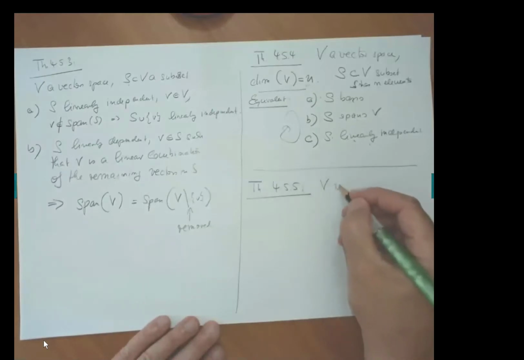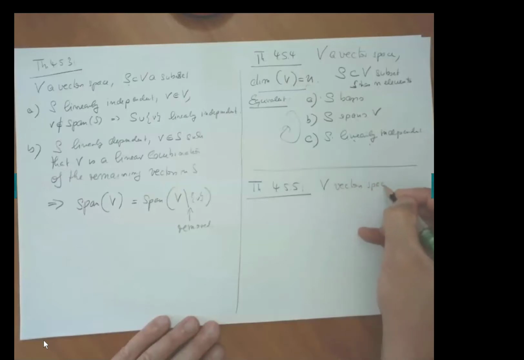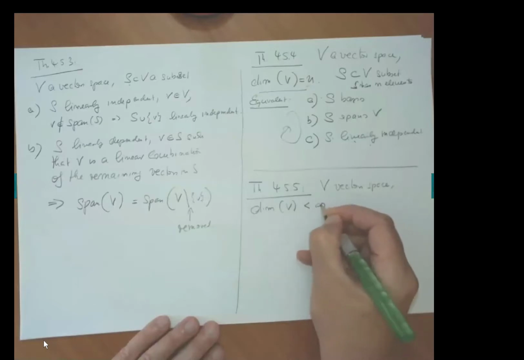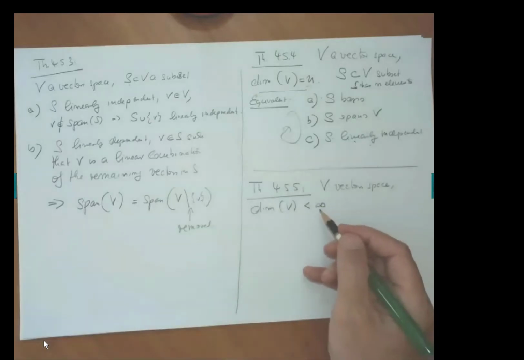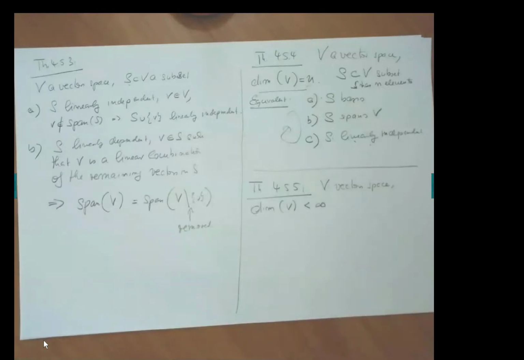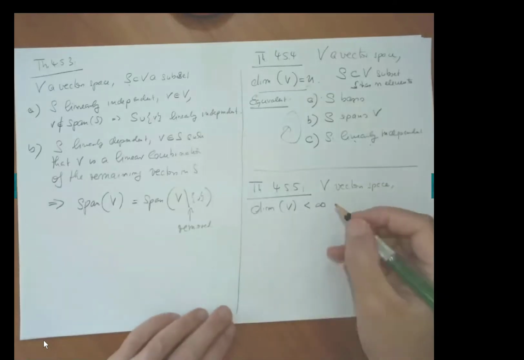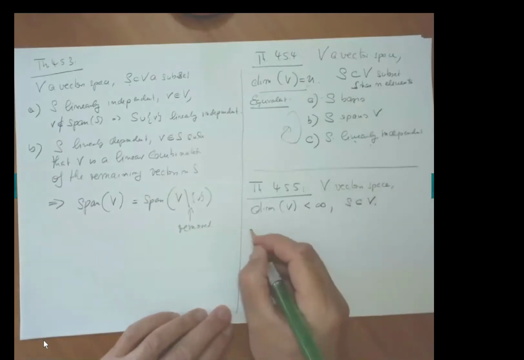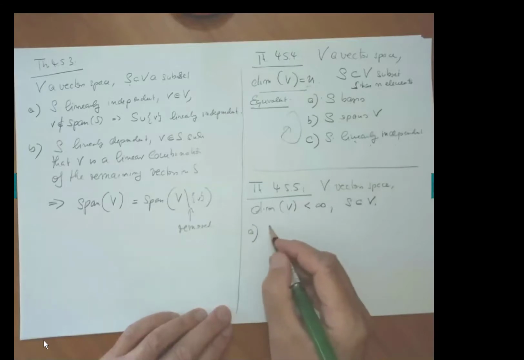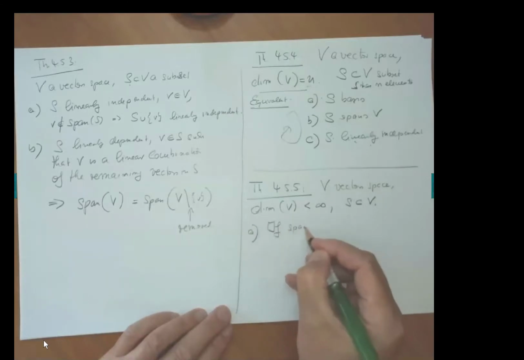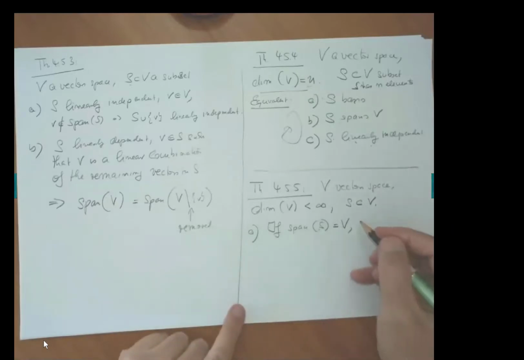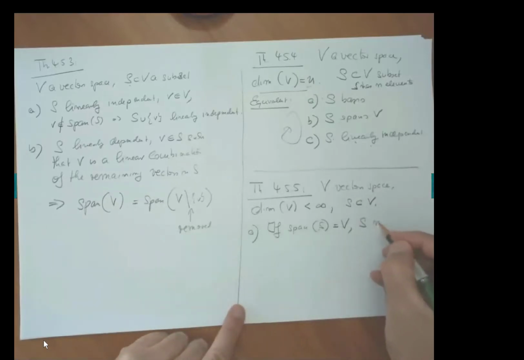So V a vector space, and the dimension of V should be not infinity. Also, it's finite, like 500 or 5 or 2, but not infinity. Also, we don't have too many vectors in there. And S a subset of V. So now this thing is, if the span of S is V, so the S vectors make up every vector in V by linear combinations, but S is not a basis.